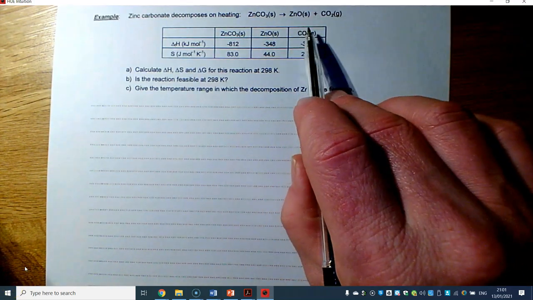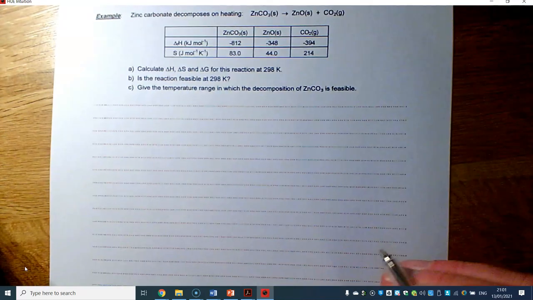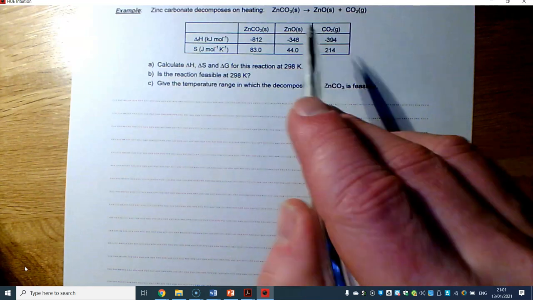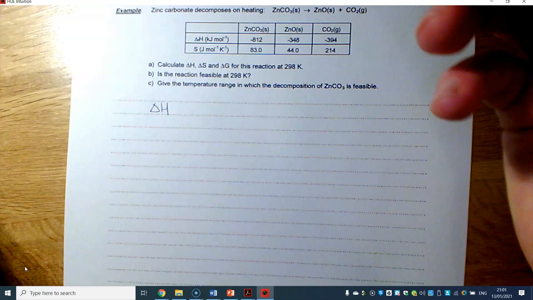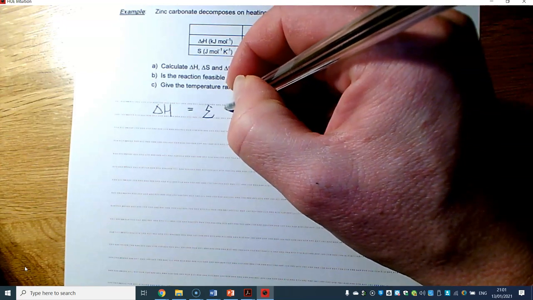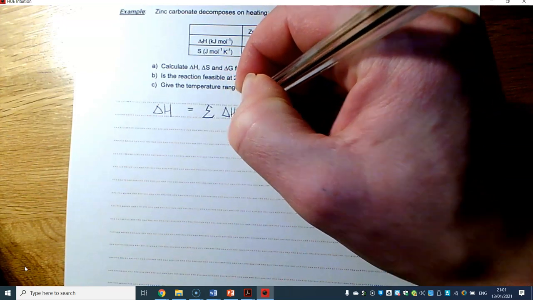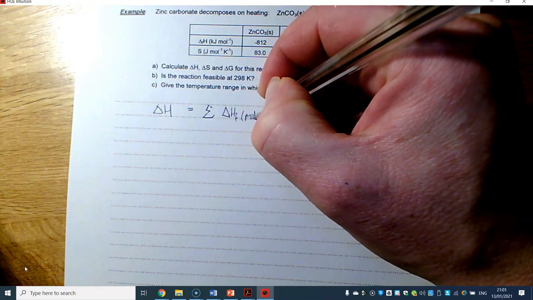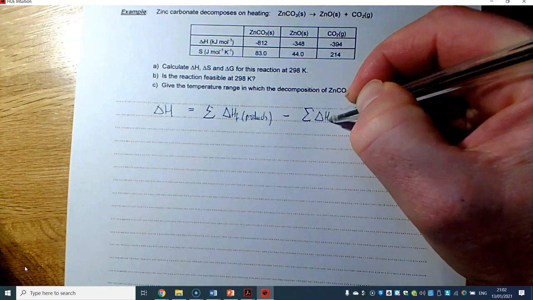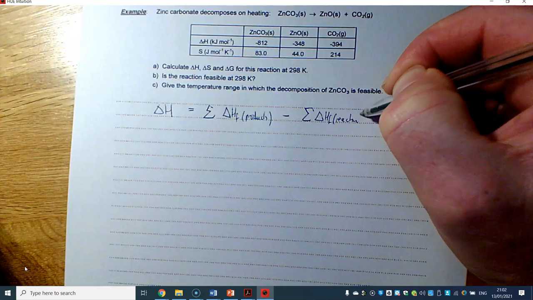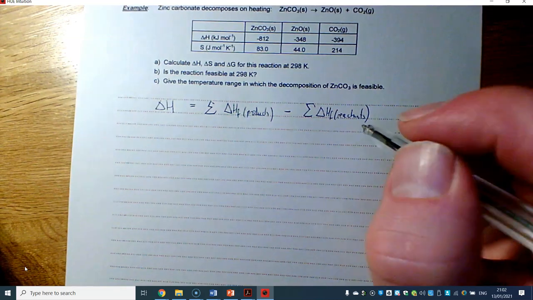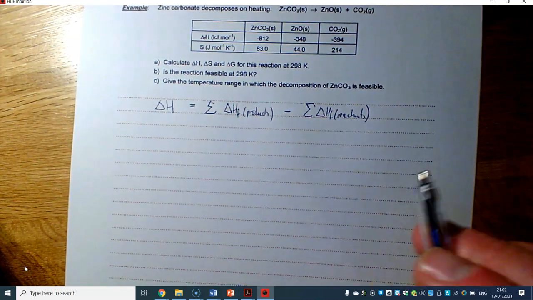So to start with, I've already mentioned we know how to work out delta H if we know the delta H's of formation, and they're given to us in this question. So delta H is equal to the sum of the enthalpy changes of formation of the products, take away the sum of the enthalpy changes of formation of the reactant. You should be pretty comfortable with that equation. It does come from Hess's law, but it works, and you need to know that one really. That's going to come up at some point or other, I'd have thought.